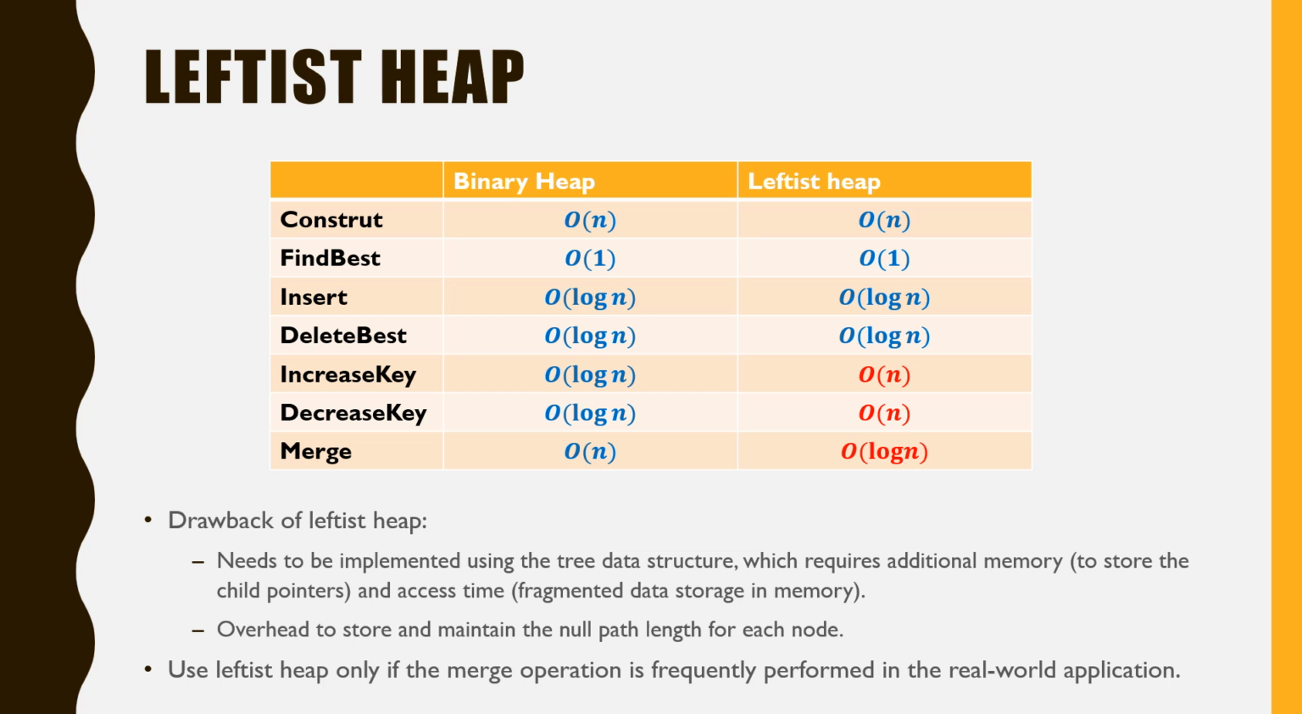While Leftist heap optimizes the merge operation, it can no longer be implemented using an array. It means that each node now consumes more space to store two child pointers and the MPL value for that node. In addition, data elements in a Leftist heap are scattered across memory, resulting in slower access time. Hence, a Leftist heap is only preferable when merge operation is performed frequently.